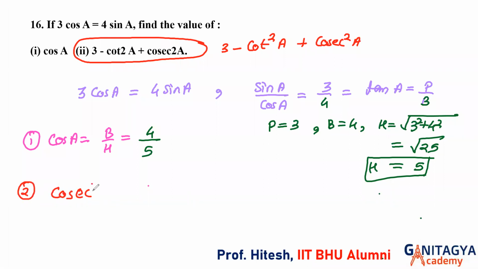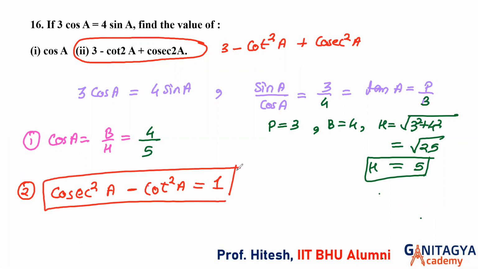I already told you cosec square theta or any value minus cot square A is always 1, independent of value of A. Always remember, independent of value of A, this will be 1. So answer will be 3 plus 1, that is 4. But still, for your satisfaction and in getting good marks in the exam, you may use this method also.